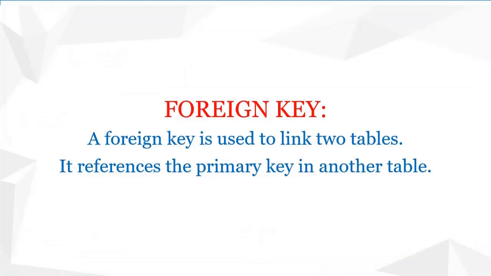Getting into the foreign key constraint. Foreign key constraint is used to maintain a relation between two tables. Okay, it references the primary key of another table. That means the foreign key of a particular table references the primary key of another table. Okay, that is, any member of the primary key of that table must also be a member of the foreign key attribute of this particular table. Okay, now let us see how this works.